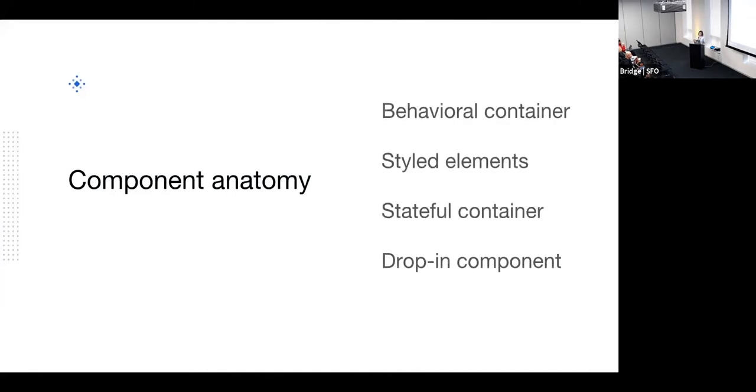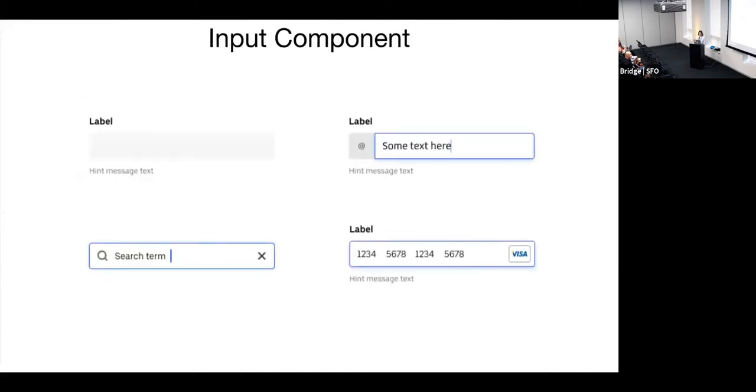Every single component in our library, we break into distinct parts. Those parts are containers: stateful containers, behavioral containers, then styled elements, and drop-in components. Let's look closely at every part of a component, based on the example of a simple input. This is a component that can have some before-after elements like icons, can have some enhancers, or can just be a simple input.